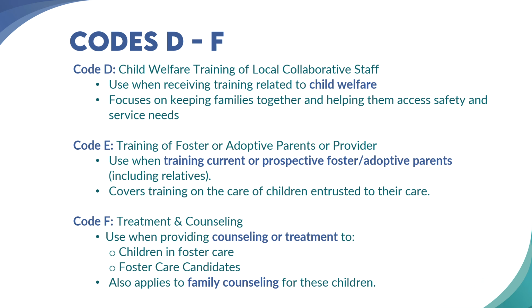Codes D through F are still specific to foster care-related work. Code D focuses on training received by staff about child welfare, anything that helps strengthen family stability and safety. Code E applies when you're the one providing training to foster or adoptive parents, including relatives who are caring for children. Finally, Code F is used when you're providing direct counseling or treatment, whether to children in foster care, those identified as foster care candidates, or their families.